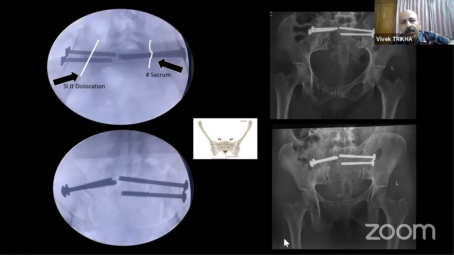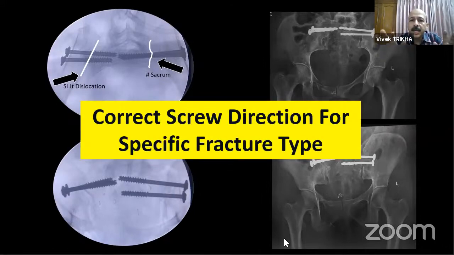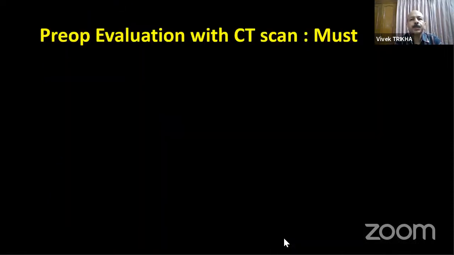And in the sacral fractures, what we see is we have tried to be as perpendicular to the fracture to give compression. In the outlet views, we can see that we have put these screws in S1 on one side on the SI joint and S2 on the opposite side, which shows us that correct screw direction for a specific and individual fracture pattern is very important. And that's how you can ensure that you're getting good stability.